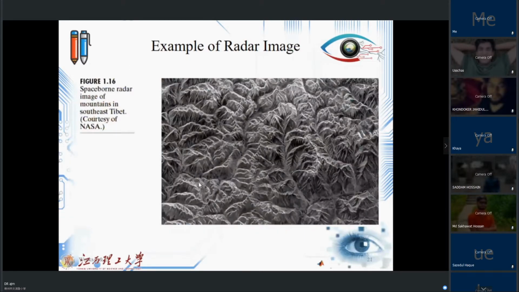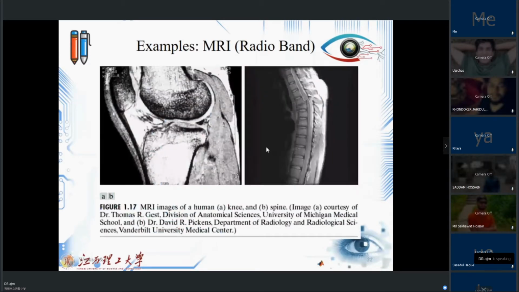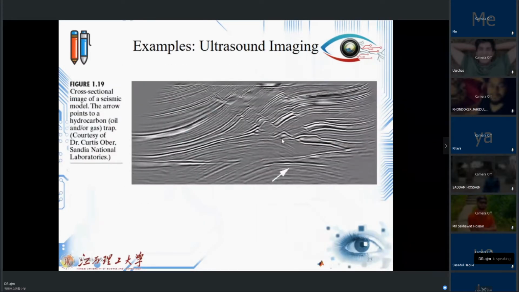This is some radar image, which shows the spaceborne radar from the mountain, because this is from Tibet, and it shows the forest. Or some MRI part, which is from the knee. You can see the spine and have their own analysis. Or some ultrasound image, which we can have like this.